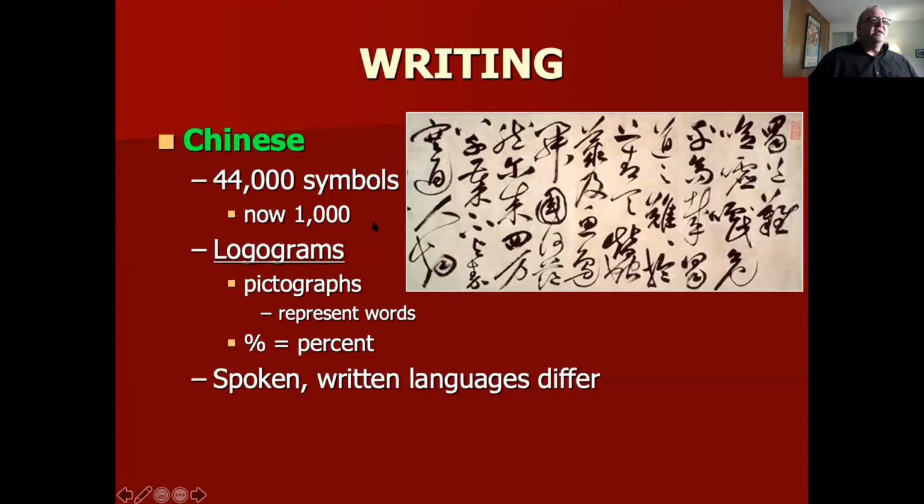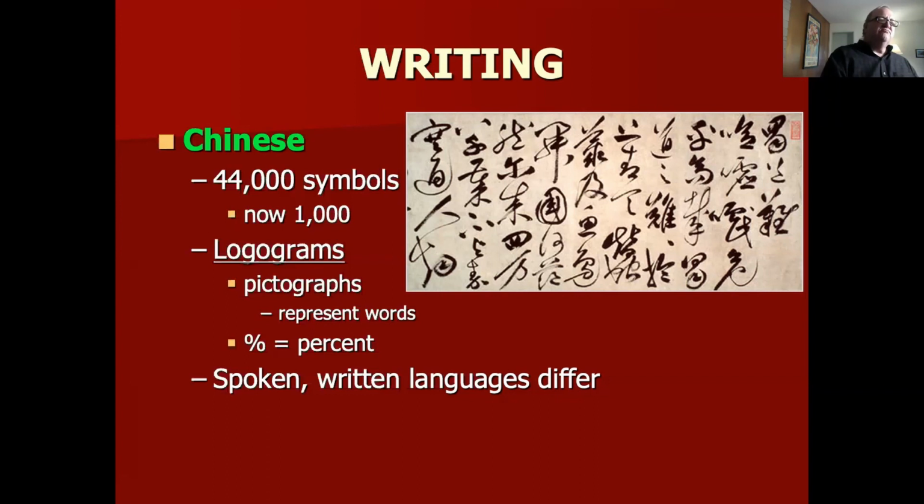Chinese has 44,000 symbols. They've actually pared it down to about 1,000. With 44,000 symbols, it was the sort of language that you would have to study for years. So only the very learned were able to actually make sense of it. It used what they called logograms, which were a sort of pictogram that represented a word. So that's a kind of a logogram.